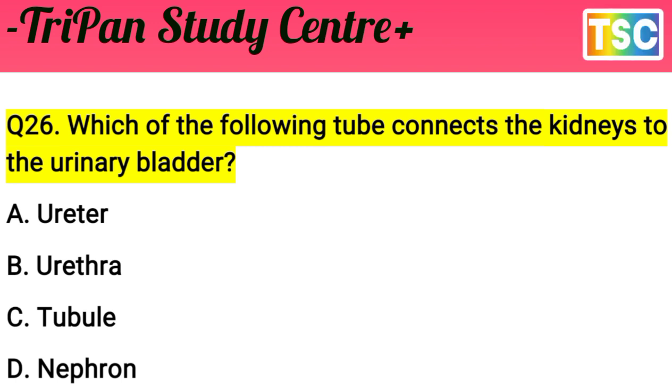Ureters are narrow tubes that carry urine from the kidney to the bladder. The ureter is the tube that connects the kidney and the urinary bladder. So option A, ureter, is correct for this question.